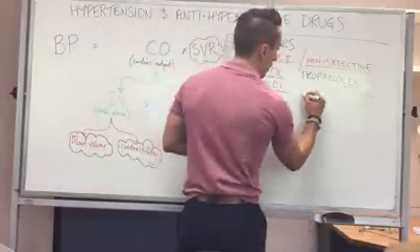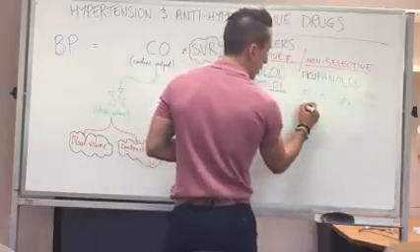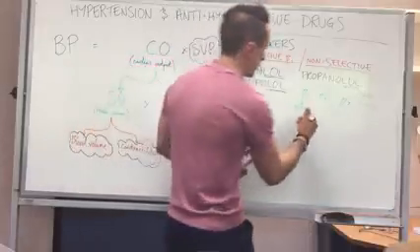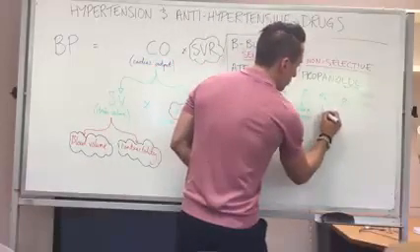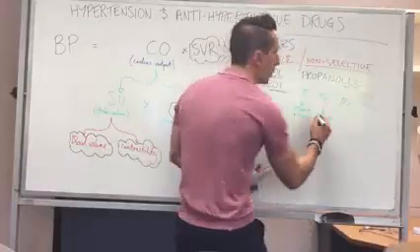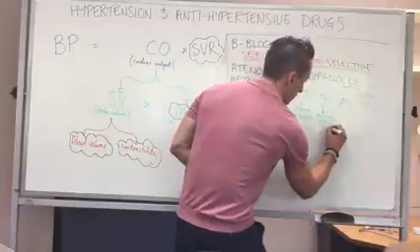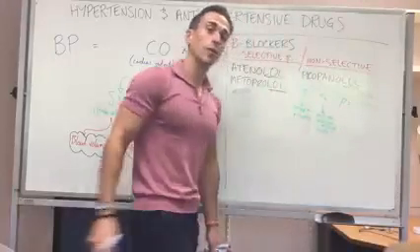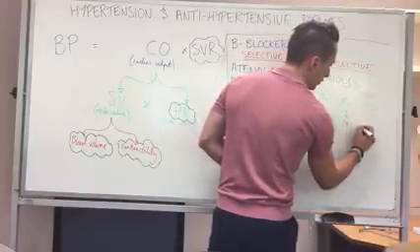I said that you've got beta 1, beta 2, beta 3. And I said beta 1 you find at the heart. Where else do you find beta 1 receptors? Also find it at the kidneys. What about beta 2? Well, you can find beta 2 on vascular smooth muscle. You can find beta 2 at skeletal muscle. You can find beta 2 at the bronchioles of the lungs as well. What about beta 3? You find beta 3 in fat cells, basically.